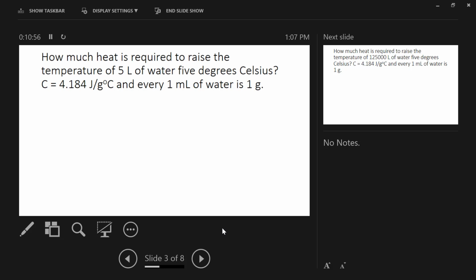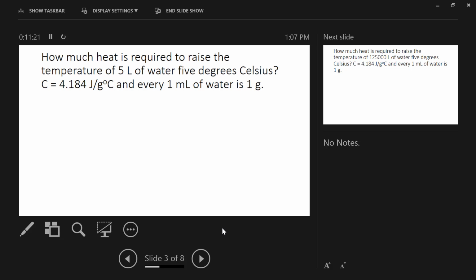How much heat is required to raise the temperature of 5 liters of water 5 degrees Celsius? And for this, our specific heat of water is 4.184 joules per gram degree Celsius, and every 1 milliliter of water is 1 gram. All right? So here's our problem.